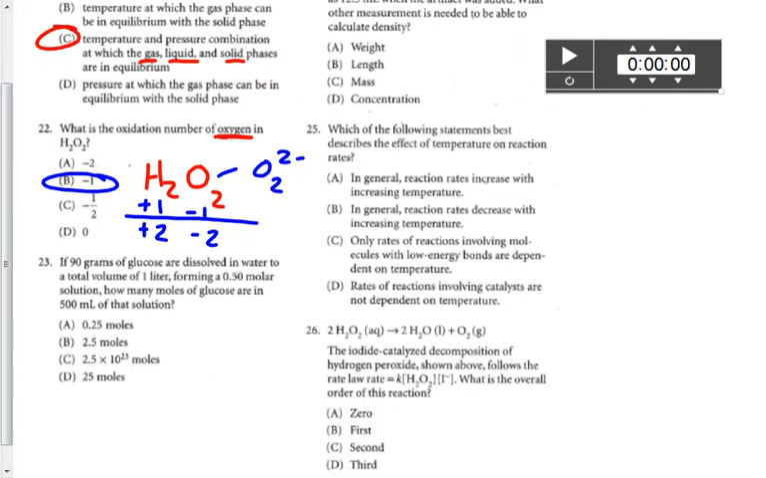23, a little math, potentially. So if you have a liter forming, believe me, they know you don't have a calculator. So, and they can give you a formula. So if you have 0.5 molar solution, how many moles of glucose are in 500 mL? Sorry, if you have 1 liter forming 0.5 molar, how many moles are in 500? So what I did is this. If it's this versus now it's this. That's how I did that.